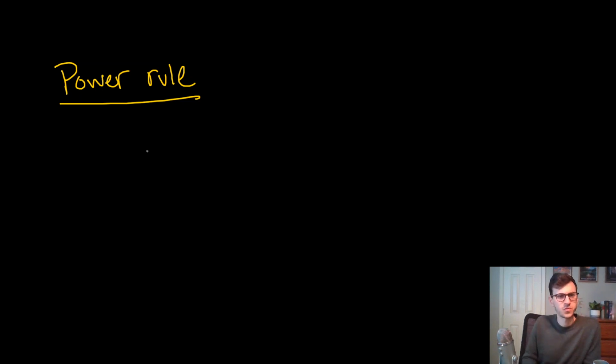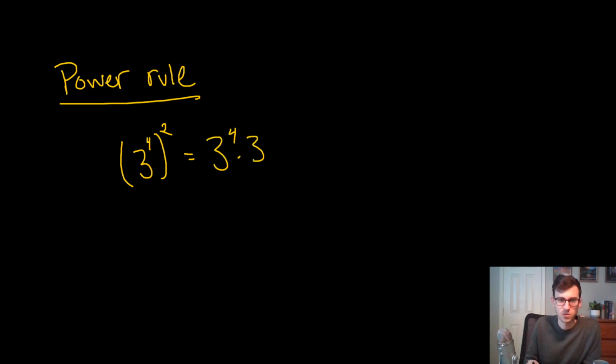So, for example, you might have 3 to the 4th squared. It's going to be a big number. That's fine. 3 to the 4th squared. Now, as always, there's multiple ways you can think about it, right? 3 to the 4th squared is just 3 to the 4th 2 times. So that's 3 to the 4th times 3 to the 4th.